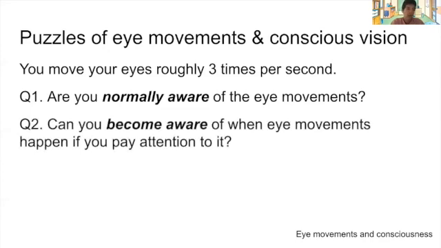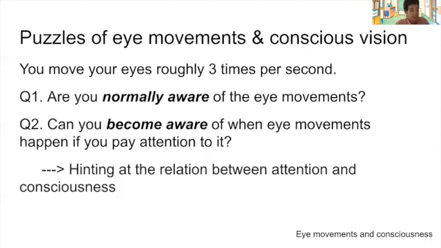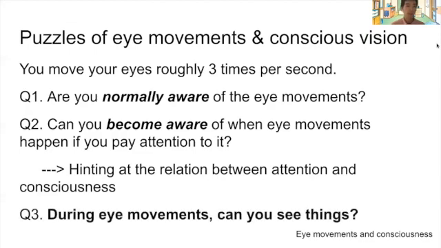And if I ask, can you become aware of when your eye movements happen? Then if you pay attention to it, most people say yes. For example, I can totally be aware of an eye movement if I pay attention to it. But normally, no. This already hints at the relationship between attention and consciousness. Something we will discuss starting next week is whether attention is always necessary to become aware of movements, such as eye movements, actions, and so on. Okay, and then the third question is: during eye movements, can we actually see things?